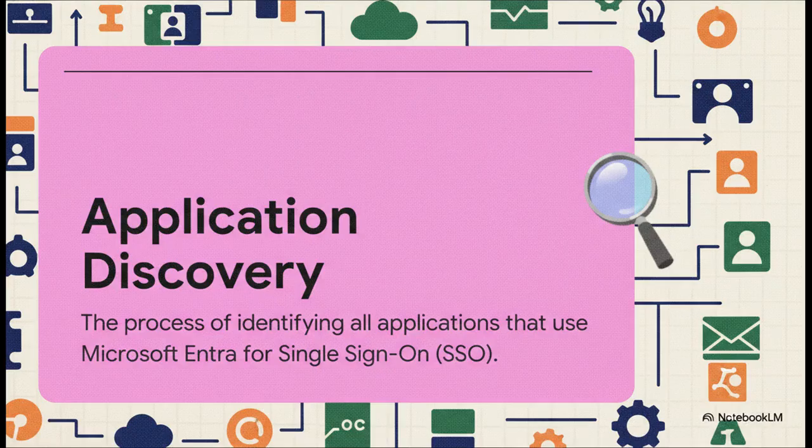So this process, application discovery, is pretty much what it sounds like. It's all about finding every single app that uses Microsoft Entra for SSO. But don't let the simple name fool you. This isn't just some preliminary check-the-box step. This creates the foundational inventory that the entire integration is built on. Get this wrong, and nothing else matters.